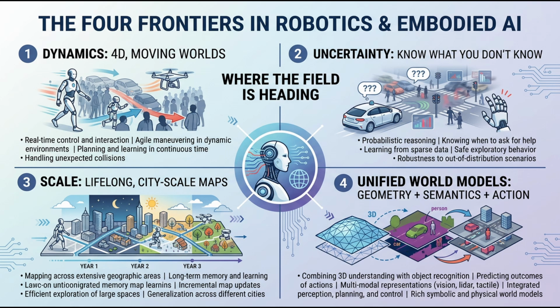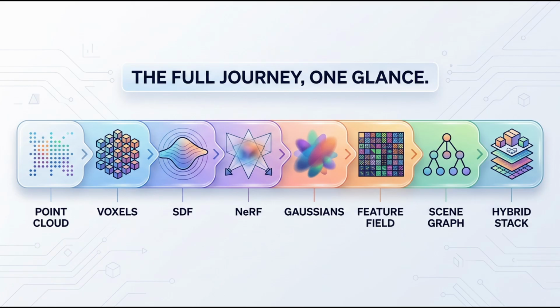And fourth is the deep fusion of geometry, semantics, and action into a single learned representation, one that a robot can perceive with, reason over in language, and directly plan actions in, end to end. Every piece we discussed today is a step toward that unified world model, and it's genuinely one of the most important open problems in embodied AI.